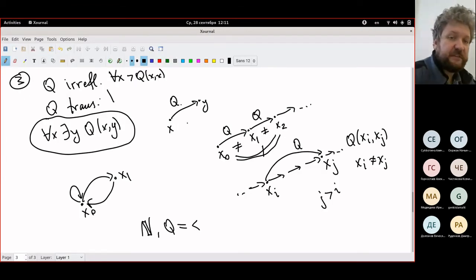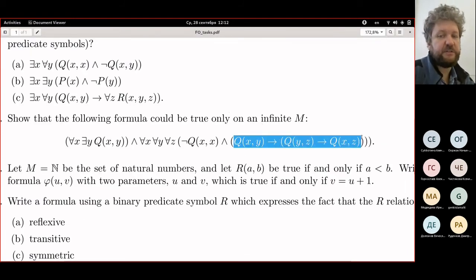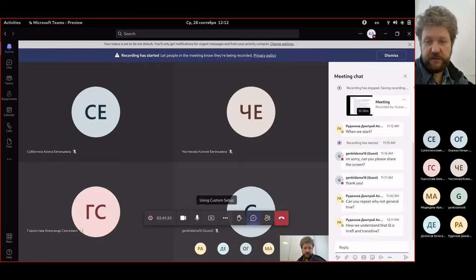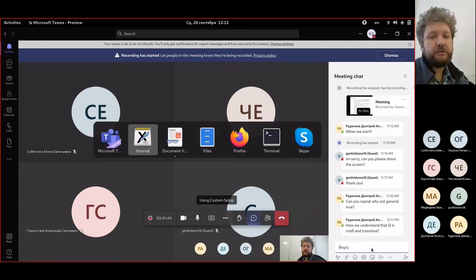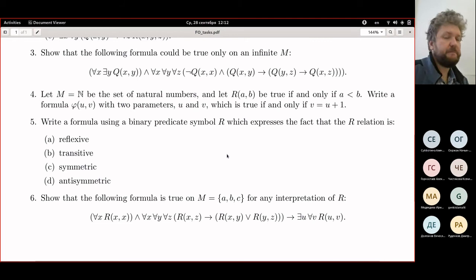Transitivity says that for all x, y, z, if Q(x,y) and Q(y,z), then Q(x,z). Here it's basically the same, just rewritten with two implications instead of an implication from a conjunction. It's equivalent. Yeah, it's all about the question by Mr. Rudenkov about how we understand that Q is irreflexive and transitive. Okay. Next, we see that we have already done problem number four last time.